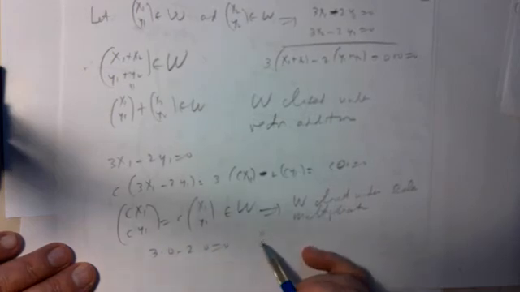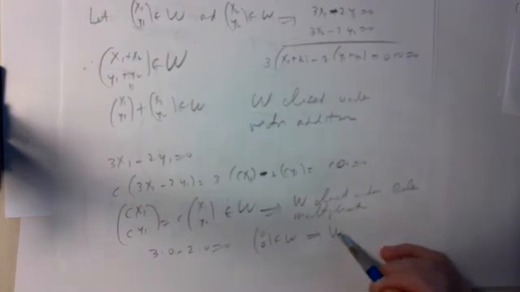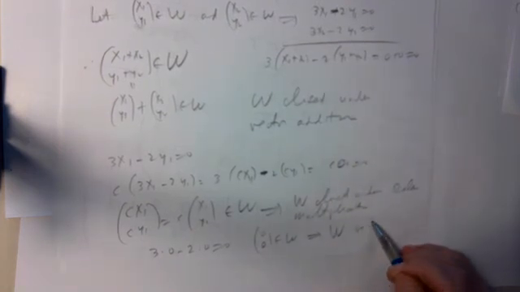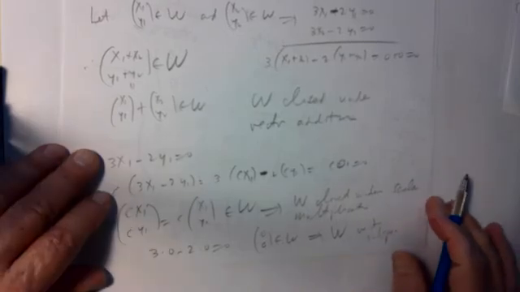Also, I should observe that 3 times 0 minus 2 times 0 is 0. So the 0 vector is in W. So the 3 conditions for a vector subspace are satisfied. W contains 0, is closed under vector addition, and is closed under scalar multiplication. So W is a vector subspace.